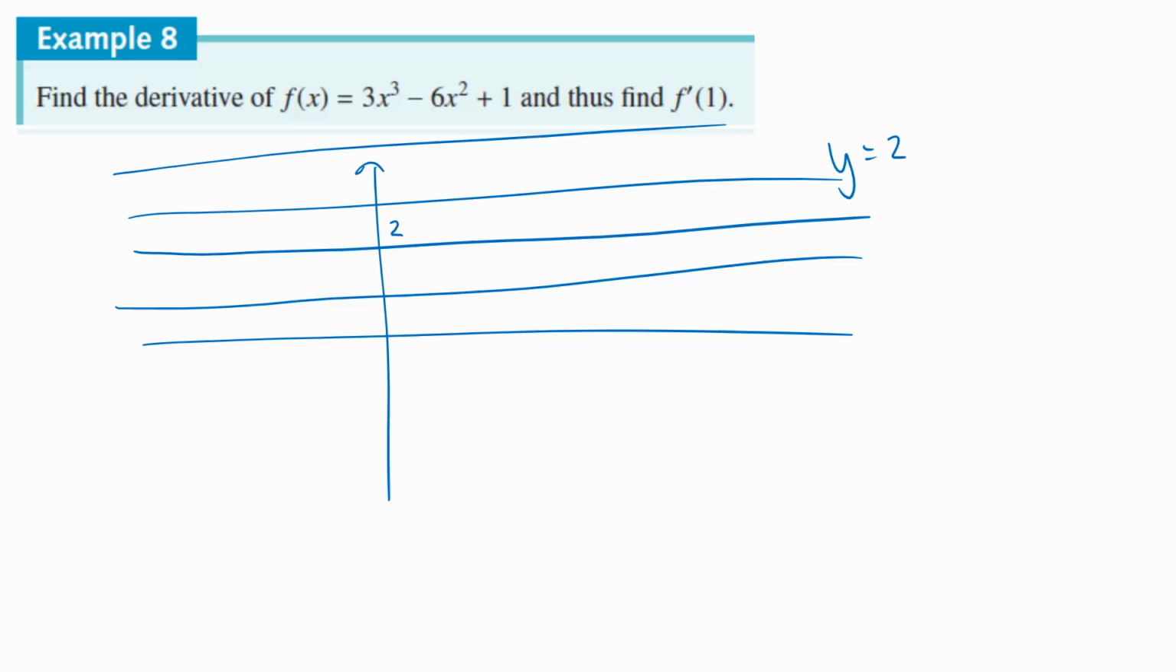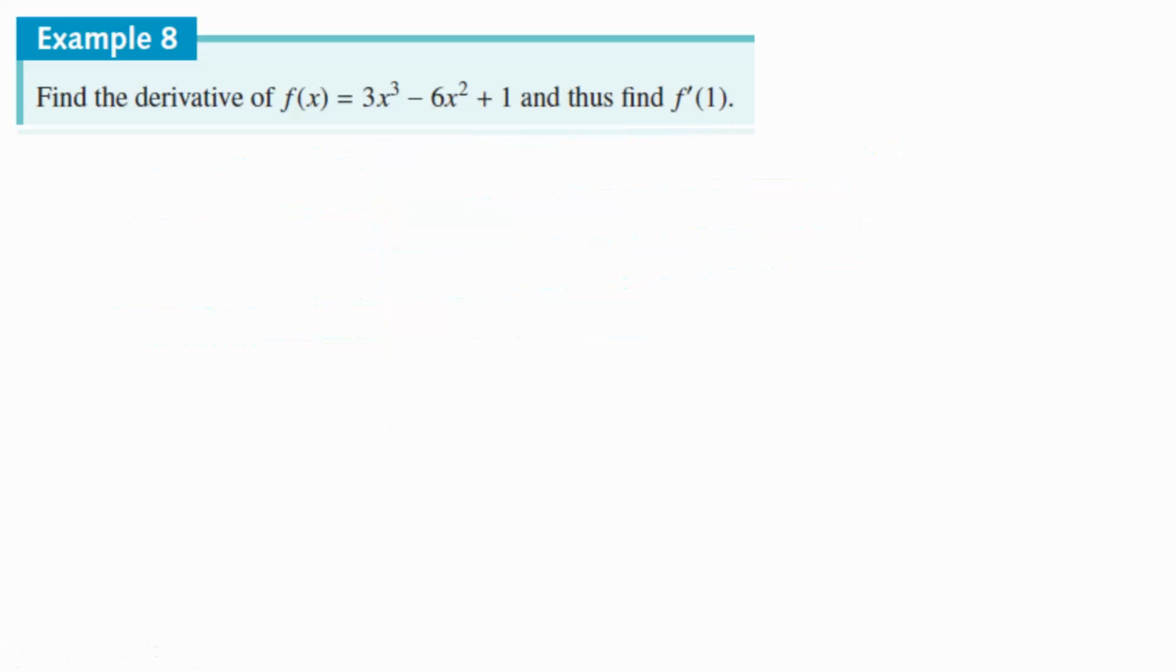Let's try another one. Same drill. Find the derivative, which means find the gradient. Now you've got 3x cubed, minus 6x squared, plus 1. Let's differentiate each one individually. What's the derivative of 3x to the power 3? Matt, what would it be?